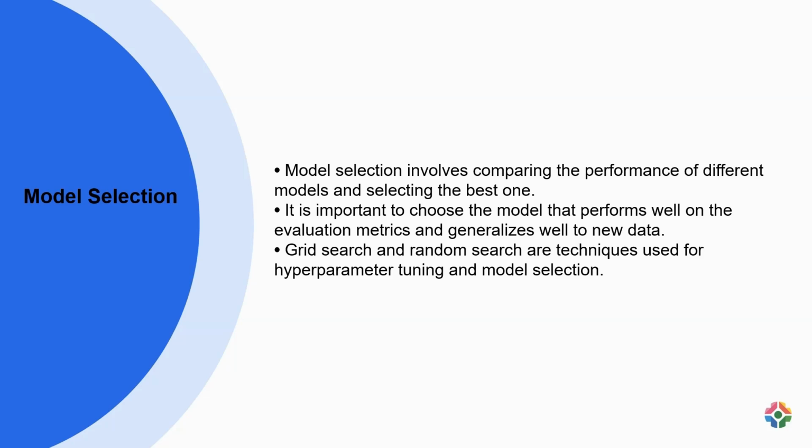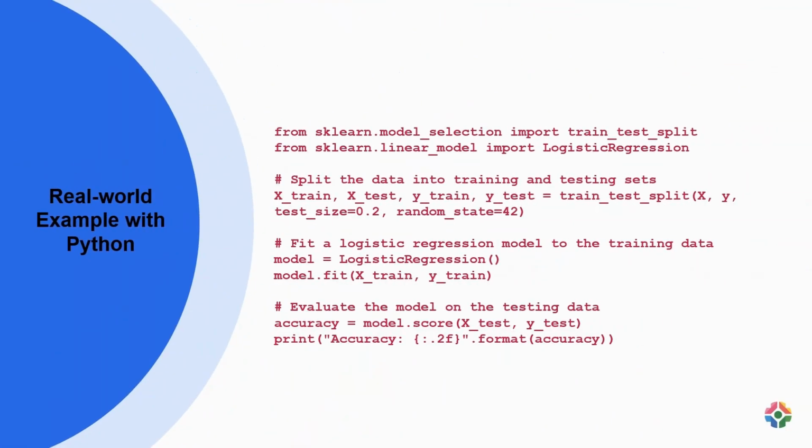For instance, in a scenario where you choose between different regression models for predicting house prices, model selection would involve assessing each model's performance using metrics like mean squared error and selecting the one that provides the most accurate and robust predictions. To build and evaluate a logistic regression model in Python using scikit-learn, follow these steps.